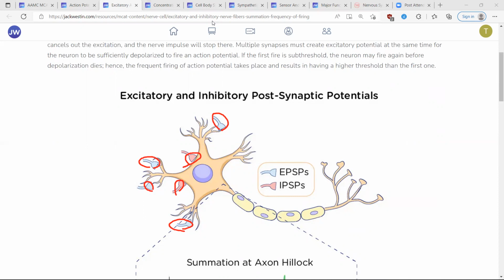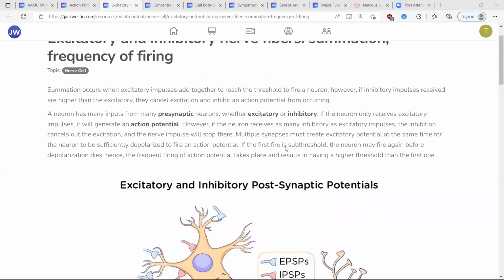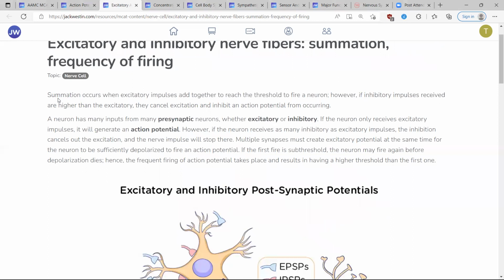So for example, if it got one excitatory and then one inhibitory, imagining that they were both exactly the same, then it would just cancel out, and this cell would not propagate the action potential. But if it got two excitatory and one inhibitory, maybe that would work. But if it got one excitatory and two inhibitory, then maybe it wouldn't send anything. So it can get different signals and tally all those up. That's the process of summation.